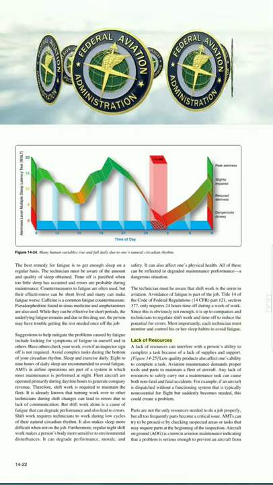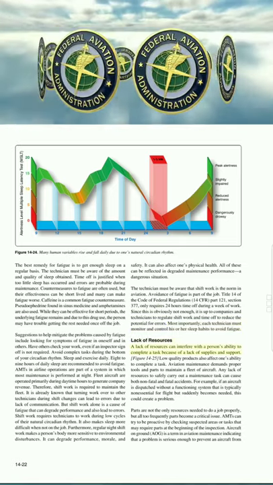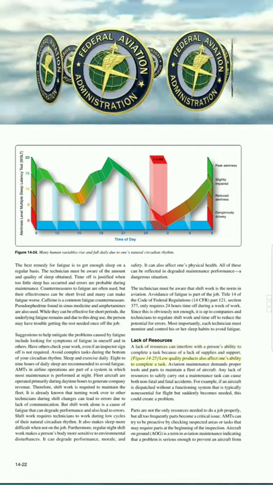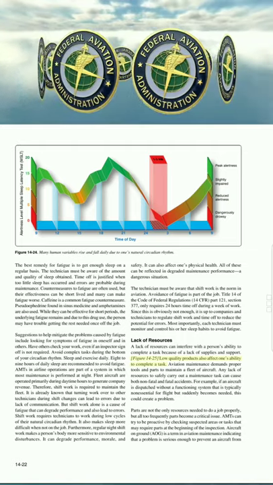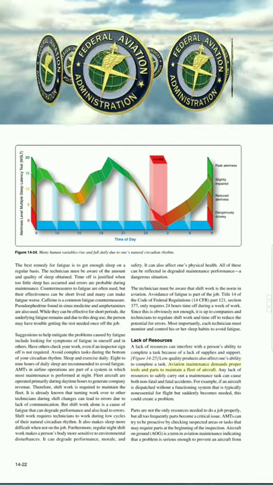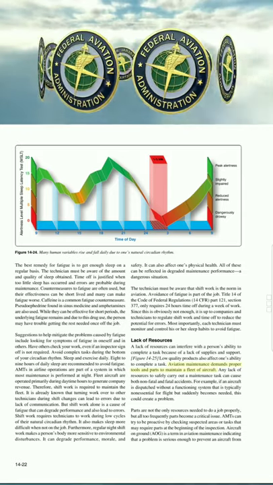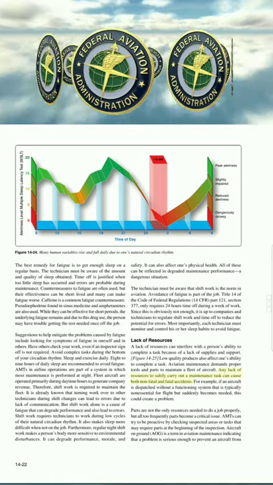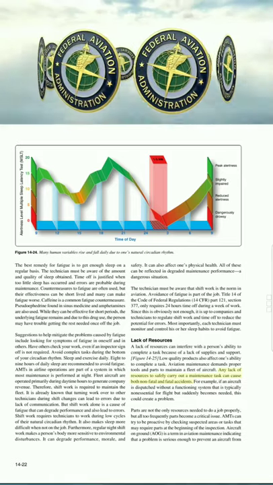Lack of resources. A lack of resources can interfere with a person's ability to complete a task because of a lack of supplies and support. Figure 14-25. Low-quality products also affect one's ability to complete a task. Aviation maintenance demands proper tools and parts to maintain a fleet of aircraft. Any lack of resources to safely carry out a maintenance task can cause both non-fatal and fatal accidents.